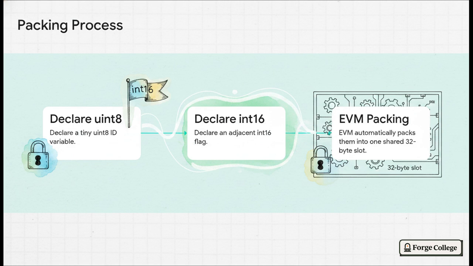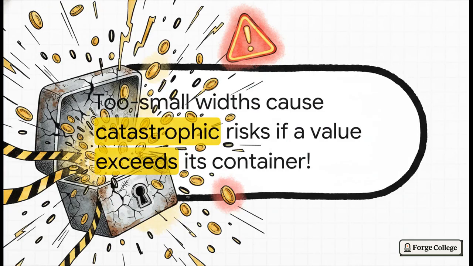Grouping them like this drastically reduces your persistent storage usage, and that translates directly into much cheaper transaction fees for your end users. Honestly, it's an incredibly satisfying optimization to pull off. But hey, you gotta tread carefully here, because there's a massive catch. Shoving data into a container that's way too small just to save a fraction of a cent on gas? That isn't a clever hack. It is a massive security vulnerability.